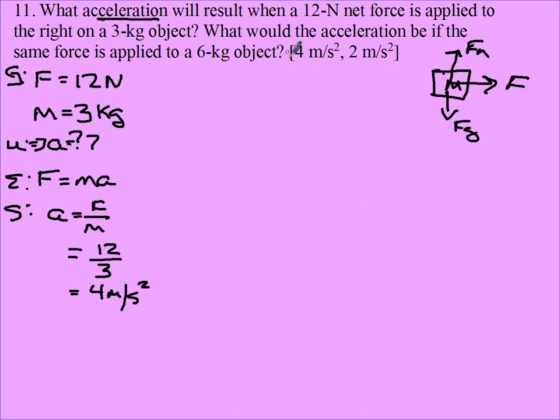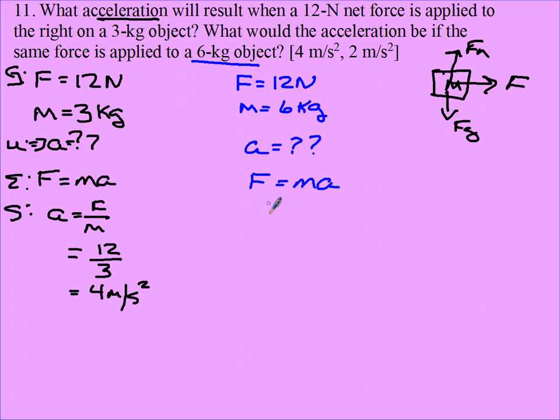This is actually part B. What is going to be the acceleration if I change my force and I apply it to a 6 kilogram object? In this case, F is still 12 newtons, but m is 6 kilograms. I'm still looking for my acceleration. My equation is F equals ma. Solve for a. This is F divided by m. Plug my numbers in. The force is 12. The mass is 6. So the acceleration, 12 divided by 6, is 2 meters per second squared.